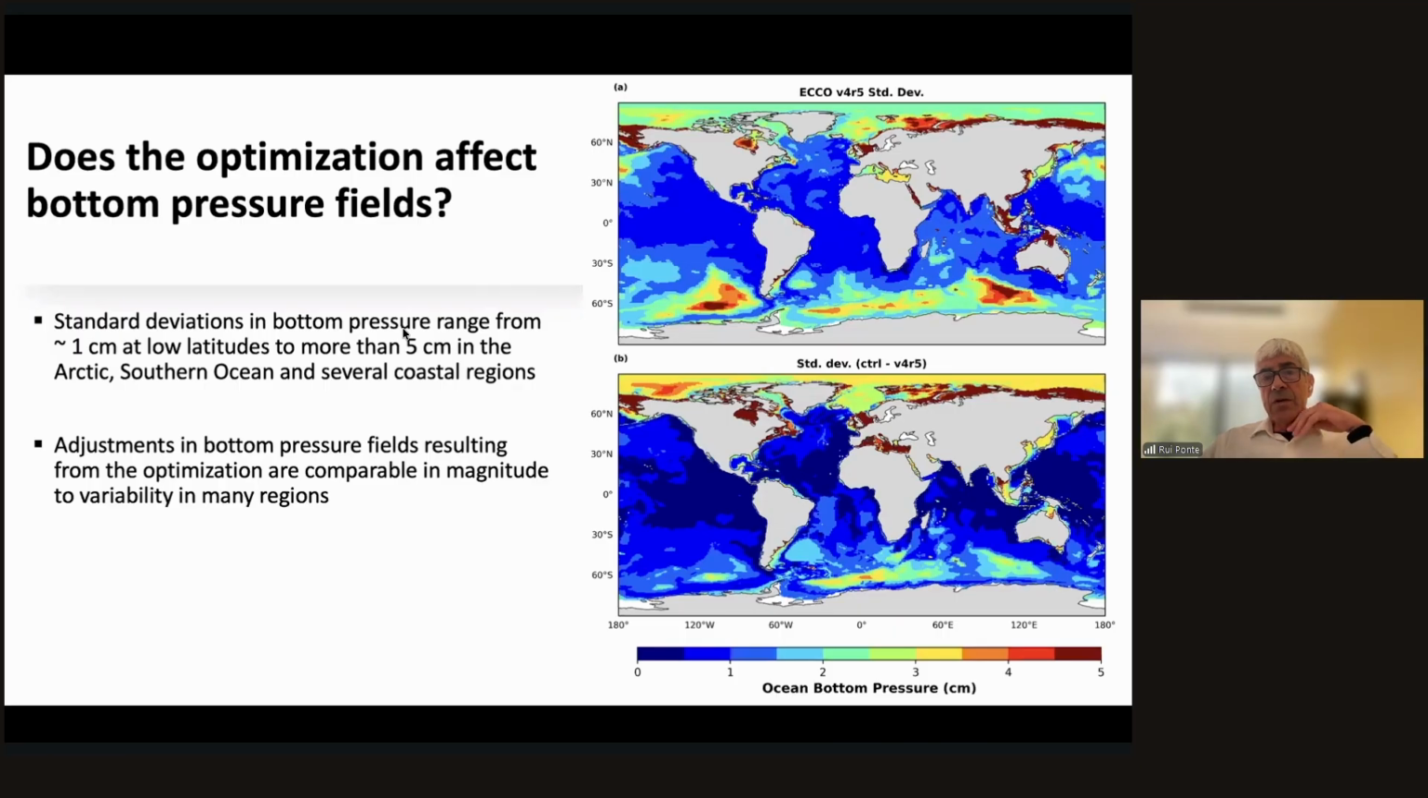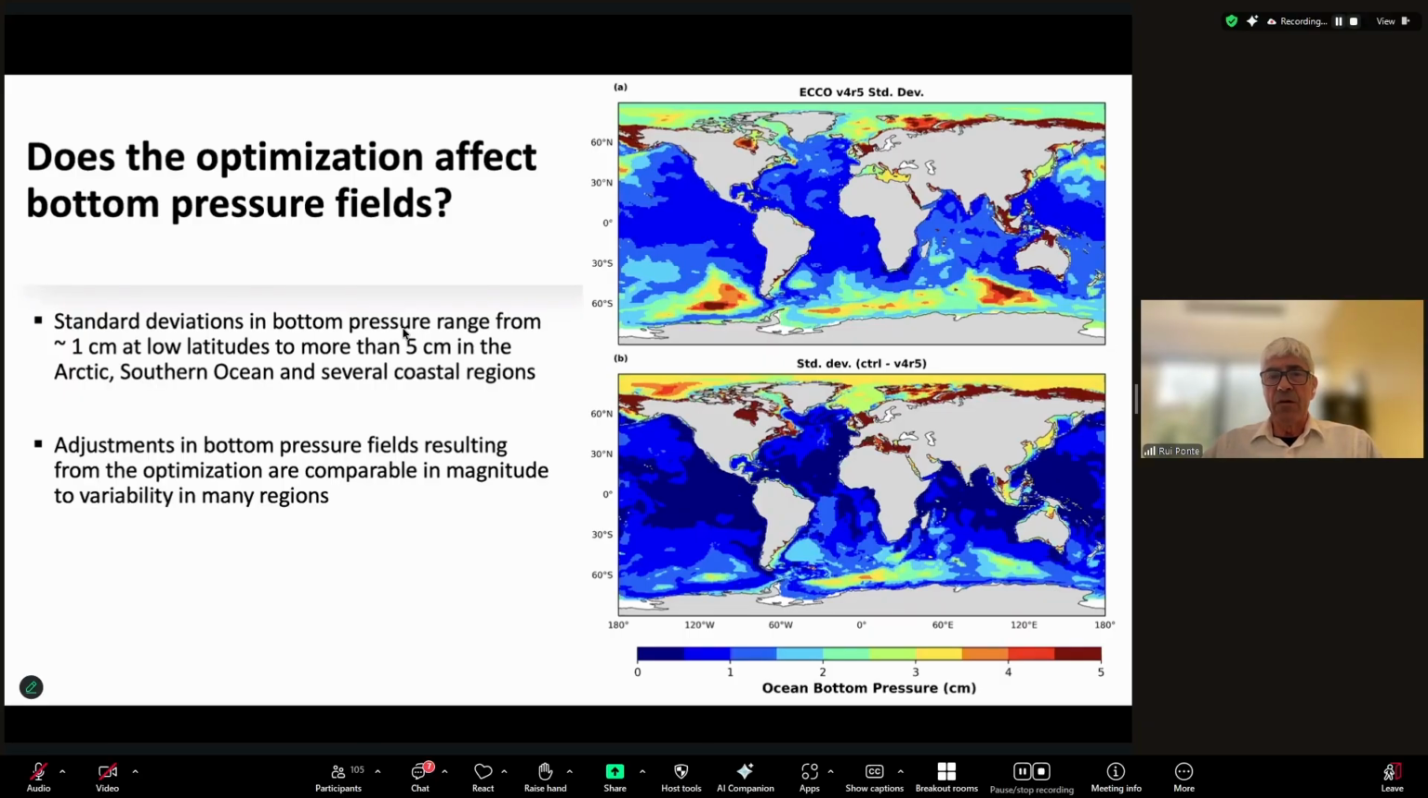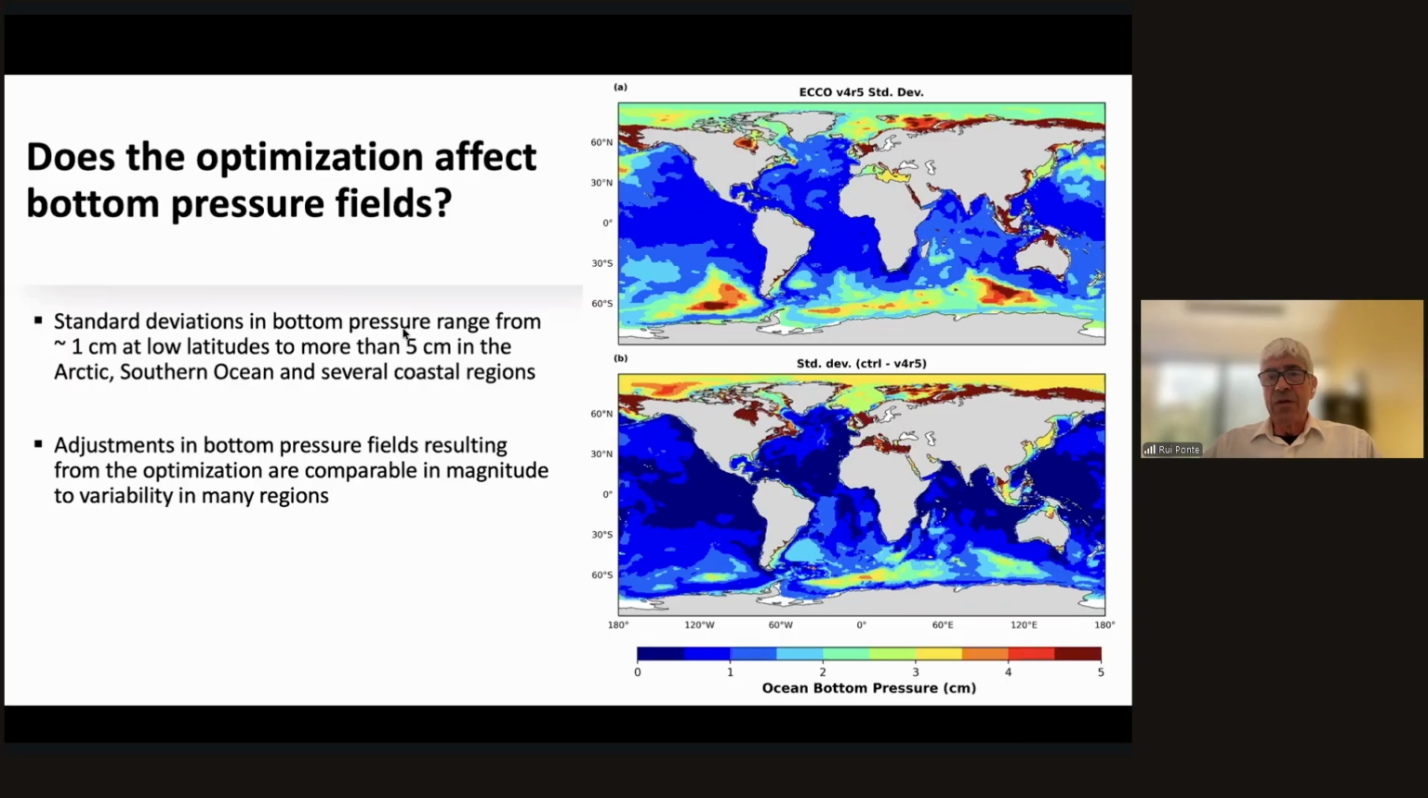Our first question is whether the optimization leads to relevant changes in bottom pressure fields. And we can answer this question by looking at the differences between the optimized ECHO solution and its control counterpart. The control run is done without any data constraints. The standard deviations of these differences are shown on the bottom in centimeters. And for context, we show at the top the standard deviation of bottom pressure fields in the ECHO solution.